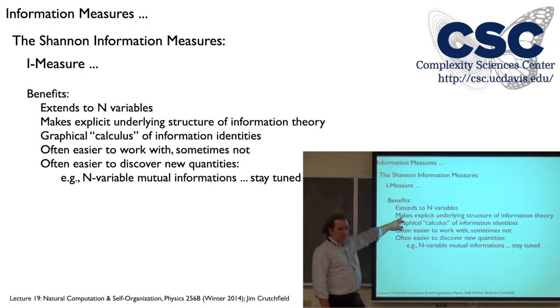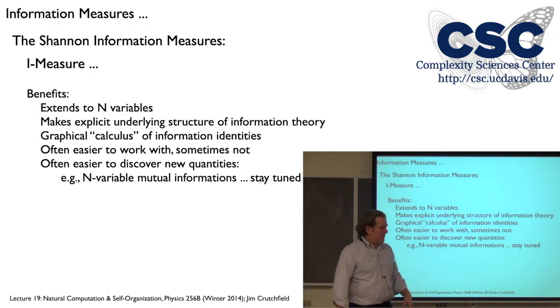More directly, it just makes explicit the structure. There are fewer degrees of freedom than one might imagine in playing with information quantities. It gives us a way of actually calculating things, reading off different kinds of identities. In some problems it's easier to do the calculation over the sets of events rather than information measures, and vice versa. It's not always a benefit.